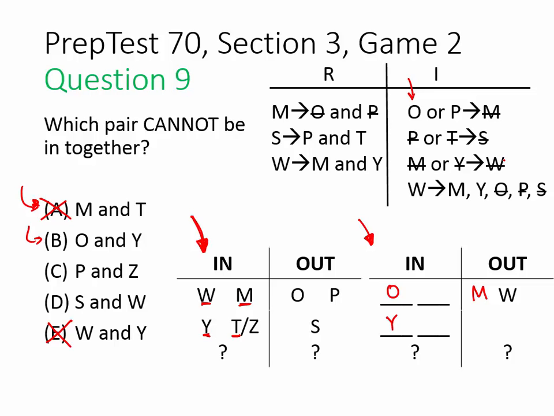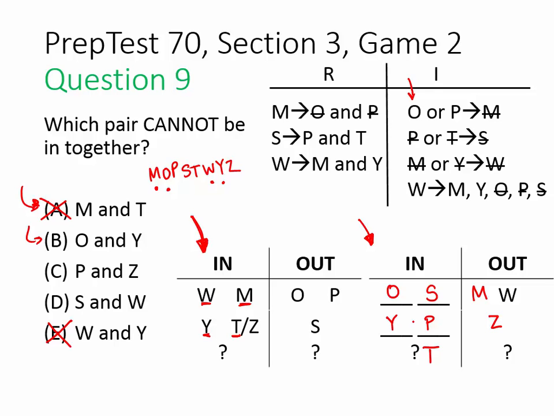So what could we do with our remaining choices? Well, we've used M, W, O, and Y. Our variables are M, O, P, S, T, W, Y, and Z. So now that we've used M, O, W, and Y, we need to place P, S, T, and Z. And we need at least 2 of them in the in bin. So if we place S there, we would have to have both P and T. And that would pretty much take care of our in column. And we could place Z in the out column.